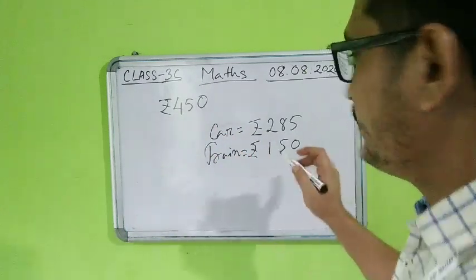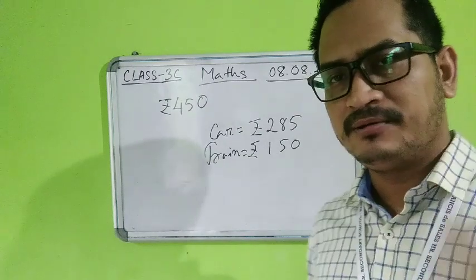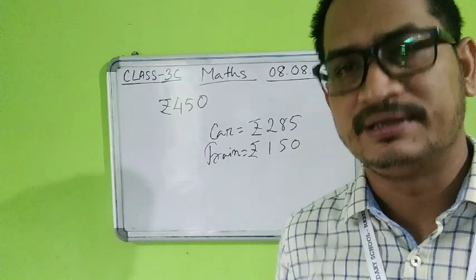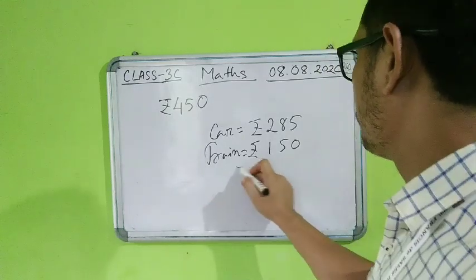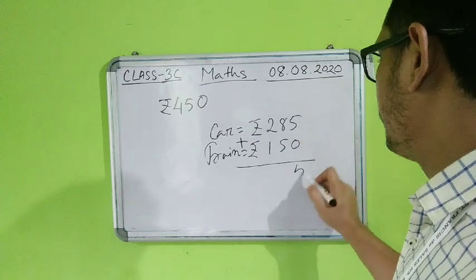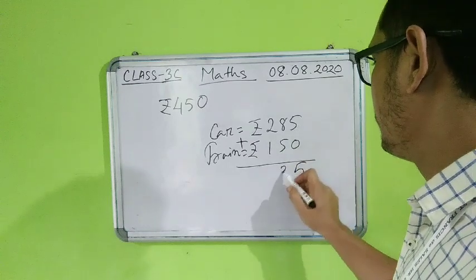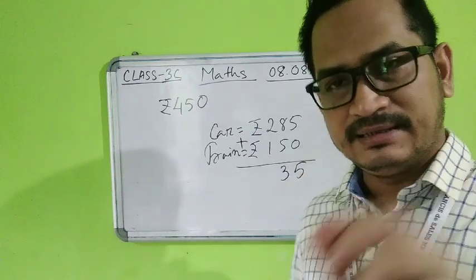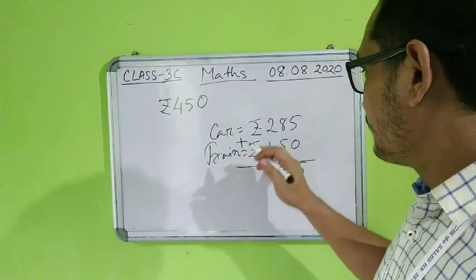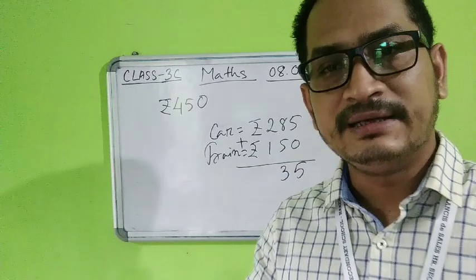So for that, what do we need to find out? First of all, we need to find out the total cost. What will be the total cost of the two toys? So if you see the total cost of the two toys, we have to add these two. Then we will get 5 plus 0, it is 5. 8 plus 5, it is 13. See, this is called regrouping. In the example only it is coming. 8 plus 5, it is 13, which is more than 9.